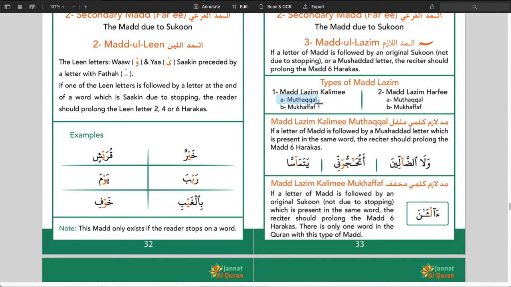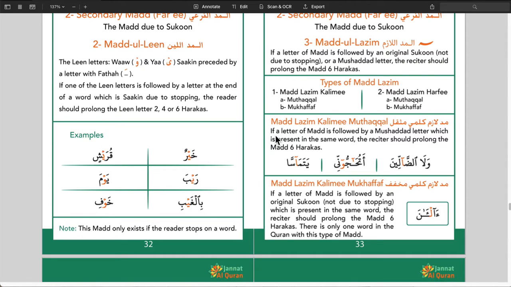Okay, muthaqqal comes from the word thaqil, which means heavy. So one of these mad can be heavy, and mukhaffaf from khafif means light. So we have two kinds of possibilities. We can make that mad heavy, muthaqqal, or we can make it light. Okay, mad lazim kalami muthaqqal. Muthaqqal from thaqil, heavy.